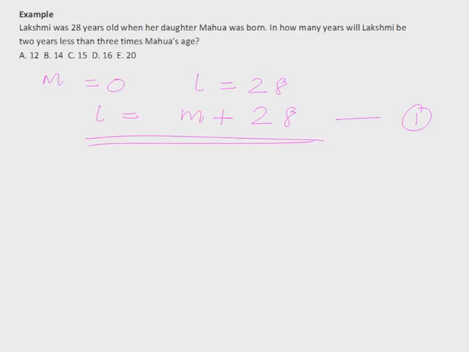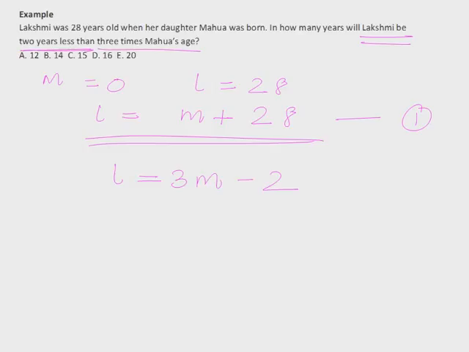In how many years will Lakshmi be 2 years less than 3 times Mahua's age? So they are asking, in how many years will Lakshmi be 2 years less than 3 times Mahua's age? What will be 3 times Mahua's age? 3 times Mahua's age will be 3m. And what's 2 less than that? 3m minus 2. So I have an expression for 2 less than 3 times Mahua's age. And they want Lakshmi to be that. So that's equal to L. Lakshmi should equal 3m minus 2.